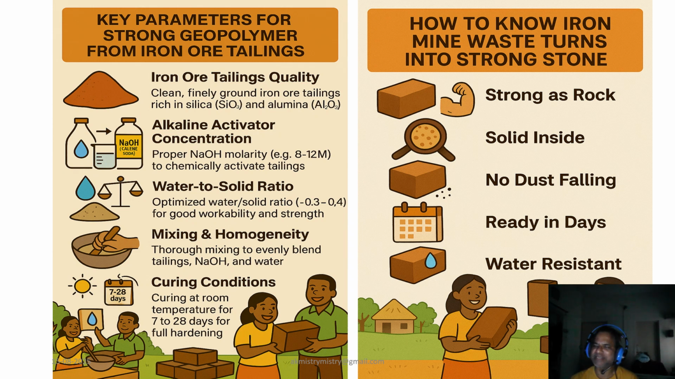You will know the waste has turned into strong stone when the block feels solid inside, shows no dust falling, and is ready within days. It should be as strong as rock and resistant to water, ideal for sustainable construction.